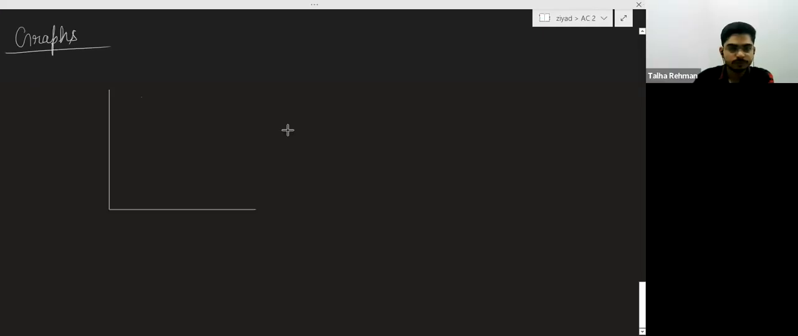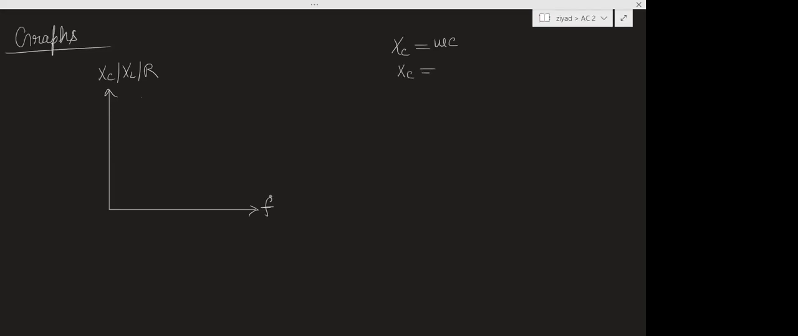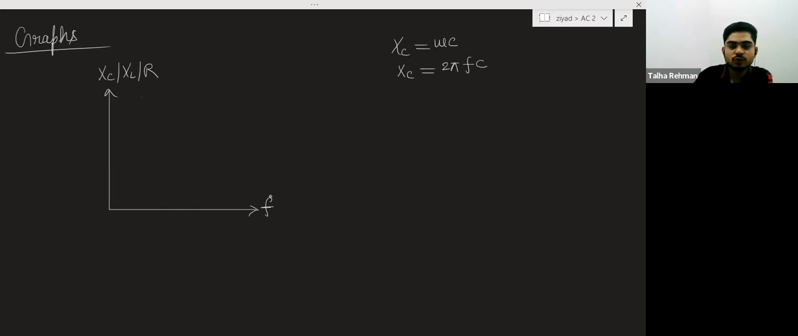Okay, so we will draw the graph of impedance versus frequency. This is your frequency on this axis, and here will be your XC, and here will be your XL, and here will be your resistance. I have told you the graph between XC and frequency. What is XC? XC is equal to 1 by omega C, and omega is 2 pi f.